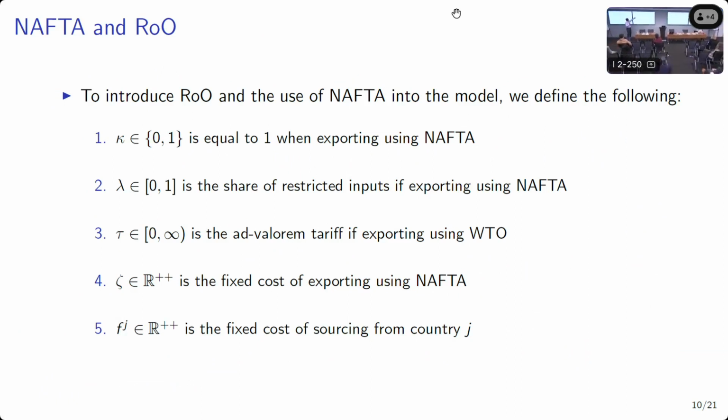I observe these: the rule of origin, the tariff, the fixed costs I would have to pay. I also observe my productivity draw, and I choose whether I'm going to use NAFTA or not, and I also choose the set of countries from which I'm going to source intermediate inputs. Okay?